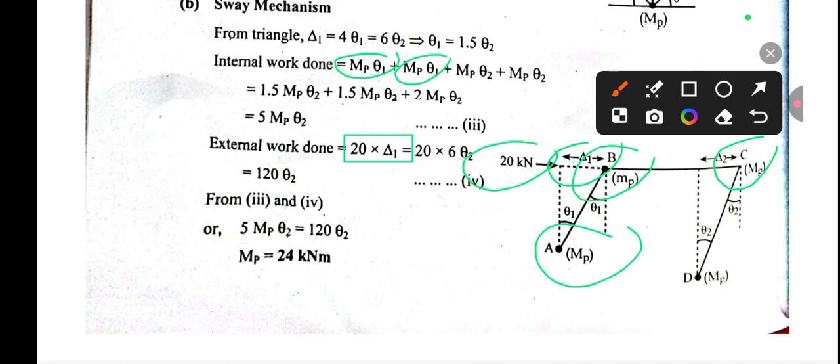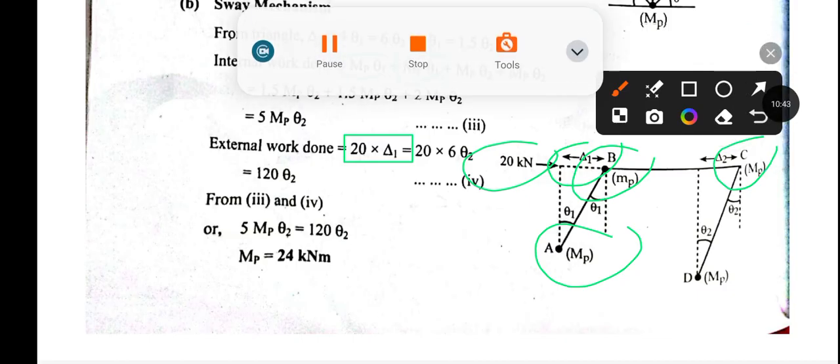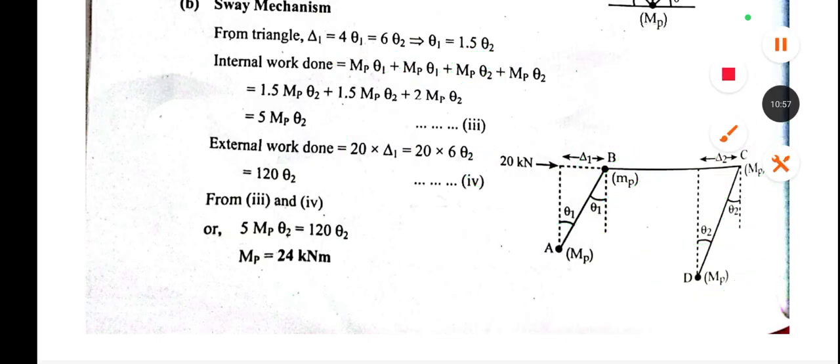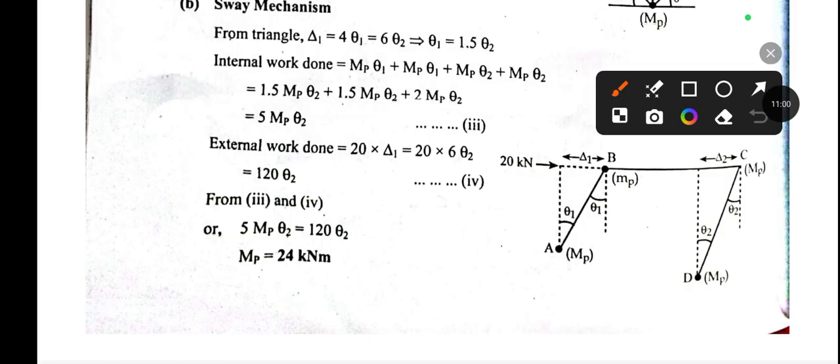Okay, so due to this, Mp into theta 2. And at point D, Mp into theta 2. So overall, in the right angle triangle, we can write the value of theta in terms of delta.